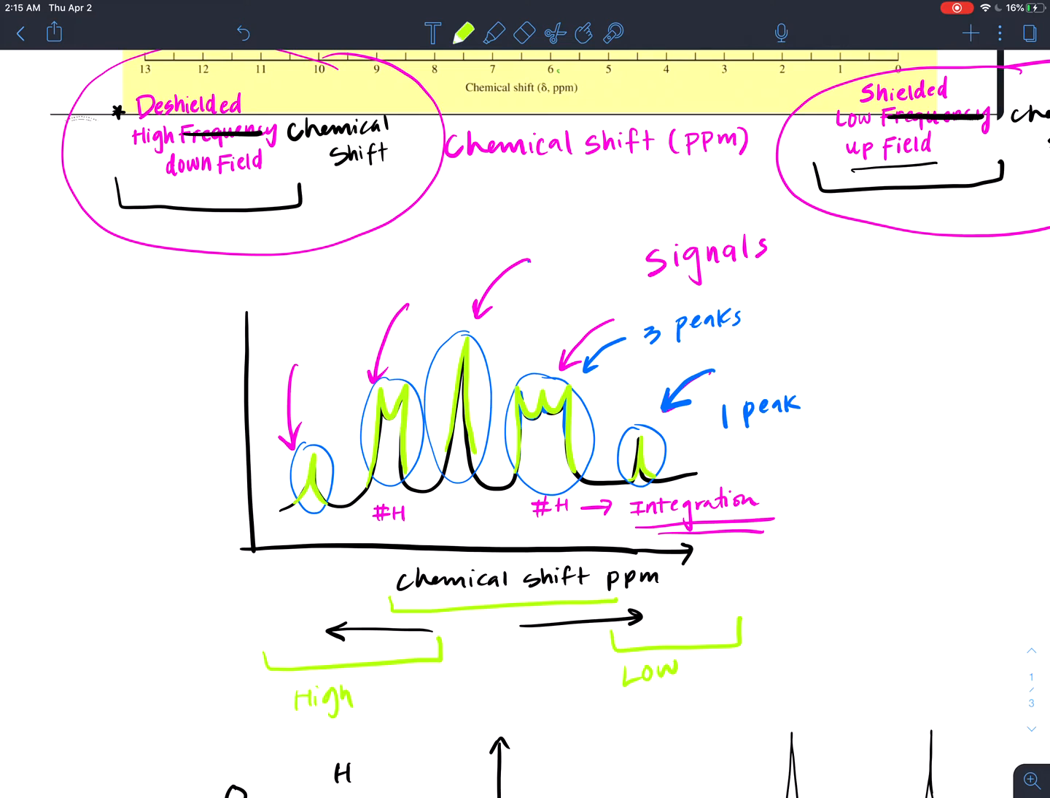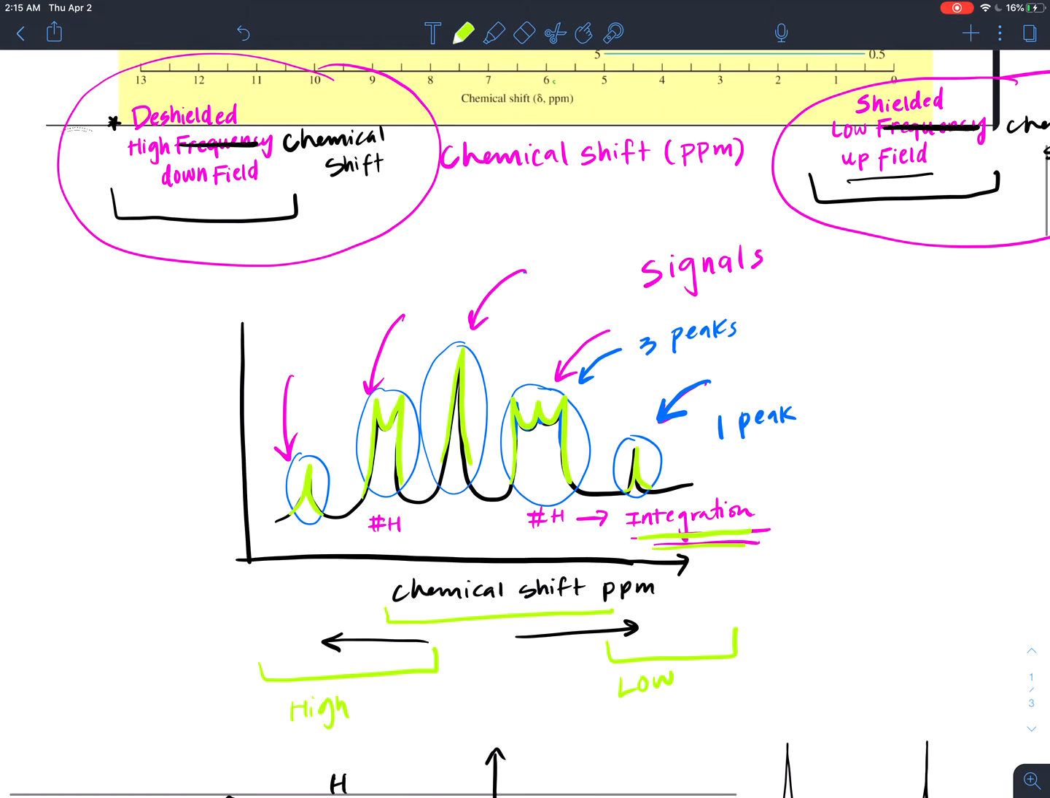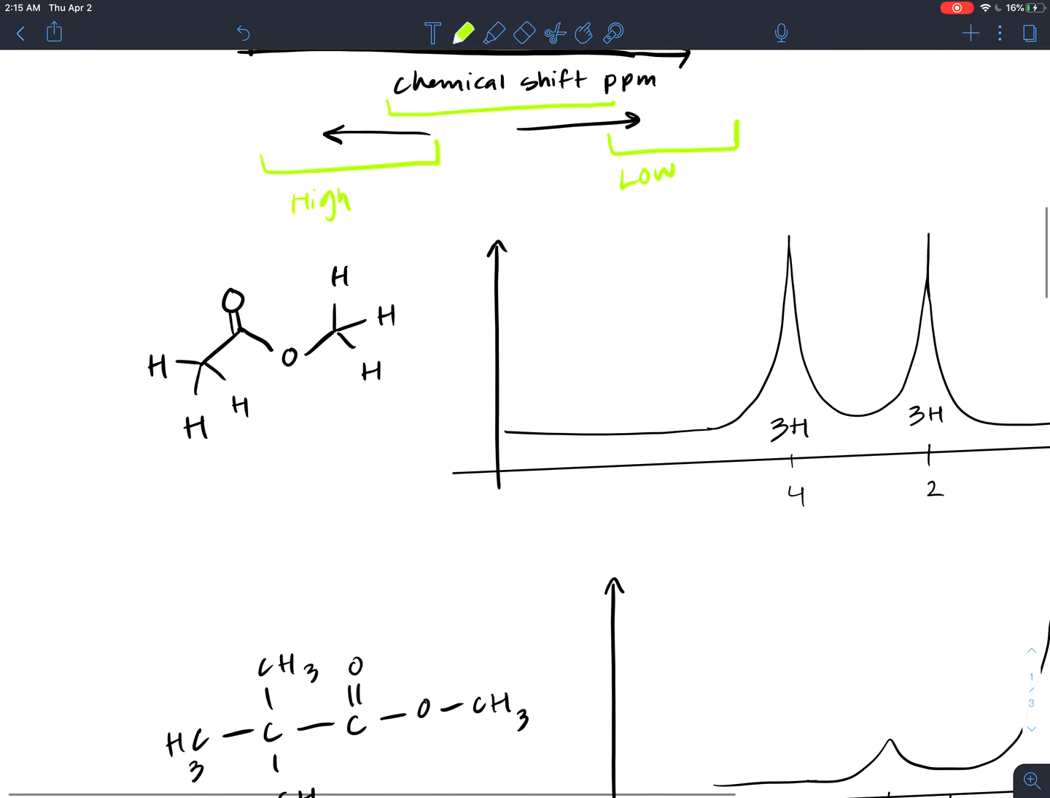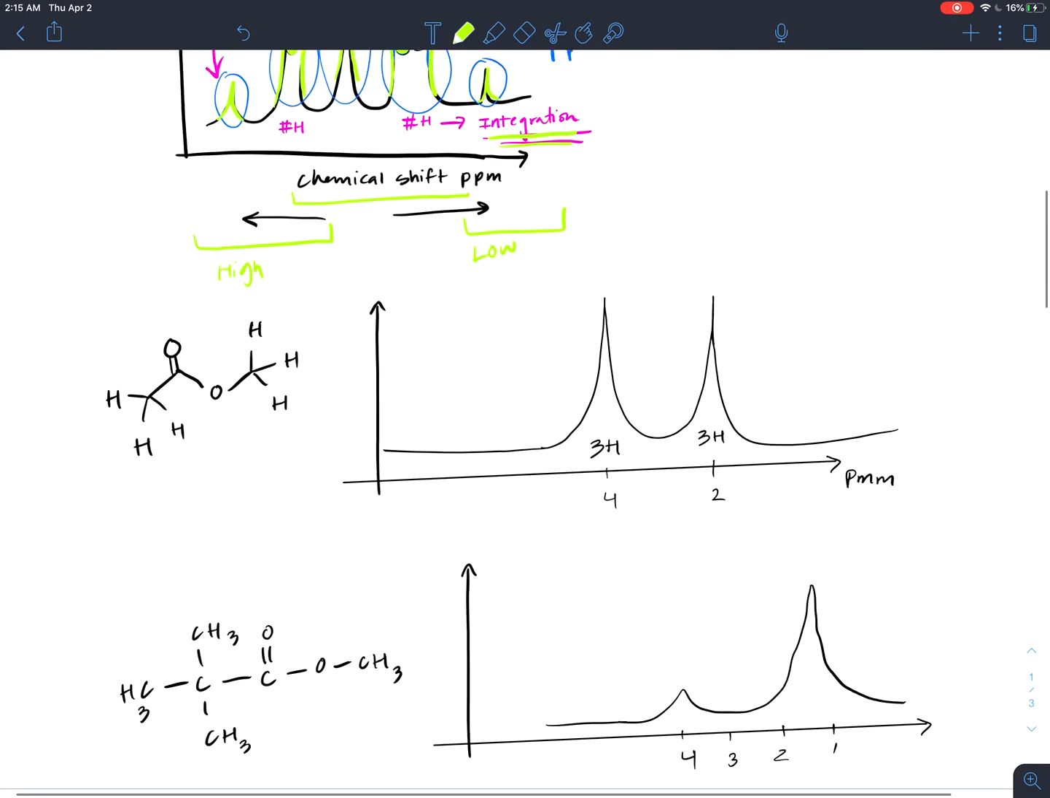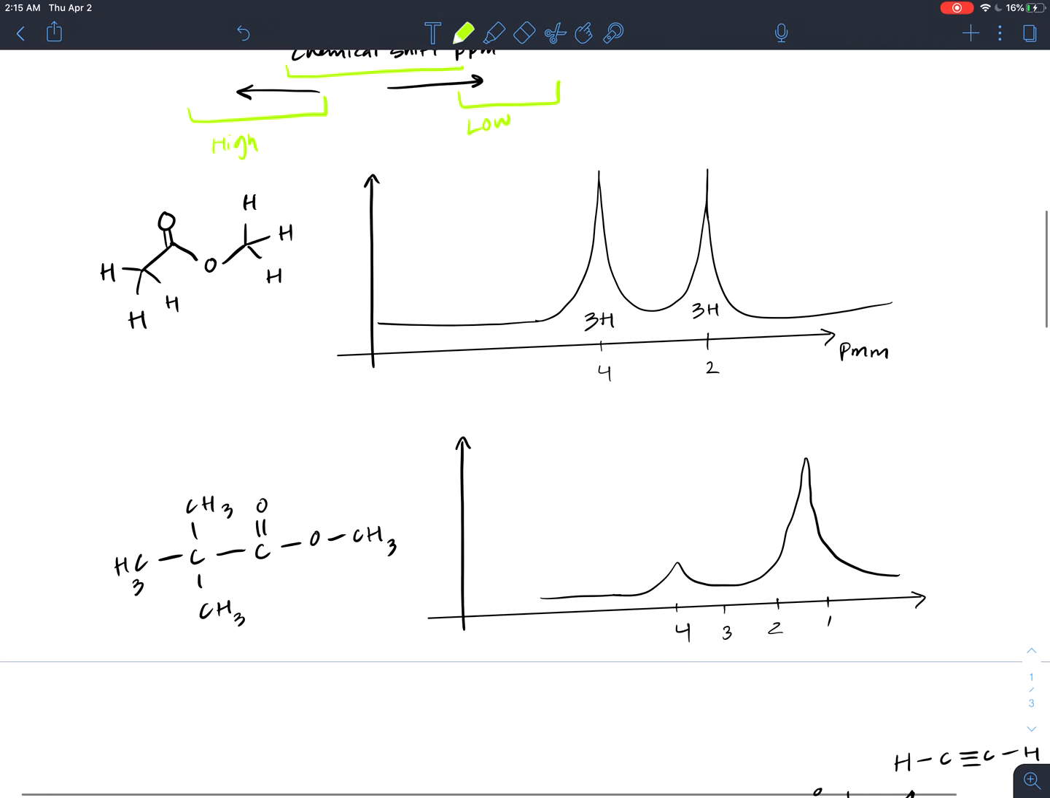The second word that you need to know is integration. Integration tells me how many hydrogens each signal represents. For example, this one right here tells me the number. It can be 3, it can be 2, it can be 1, depending on how many hydrogens it represents. So the number of hydrogens is always represented or said under the signal. And the last thing is how many peaks are inside of my signal. Right, let's do some examples. Let's see how this is gonna work.